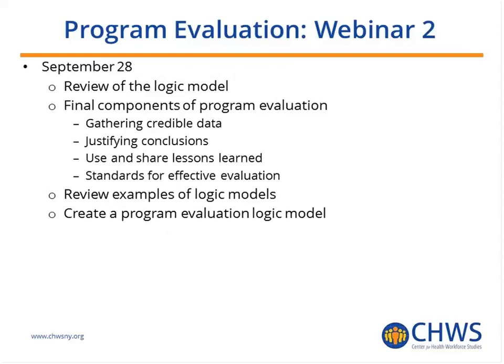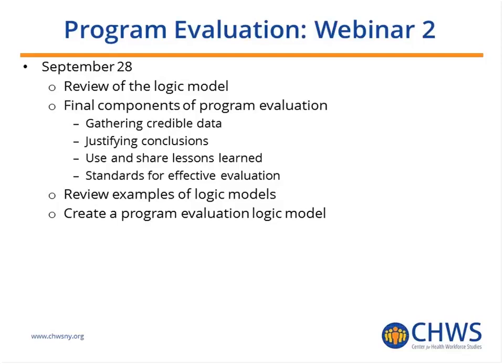Next slide. So here we are today, and the intention of today's webinar is to, again, continue to review that logic model, to think about how logic models and program evaluations fit together, and thinking about those final components around program evaluation. So when we're thinking about program evaluation, and some of these things I touched on, but not in a whole lot of detail in the first webinar, but thinking about where do we gather that credible data? How can we justify our conclusions? What are we going to do with this information? So how are we going to use and share the lessons learned? And what are our standards for effective evaluation?